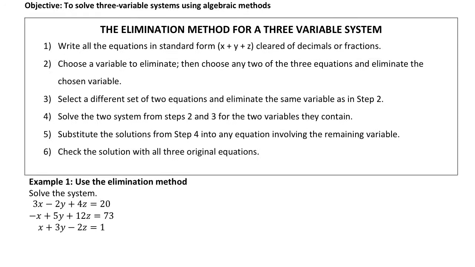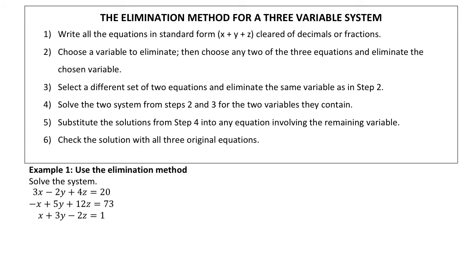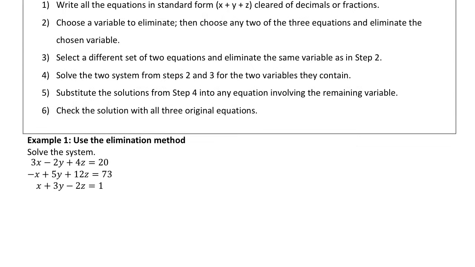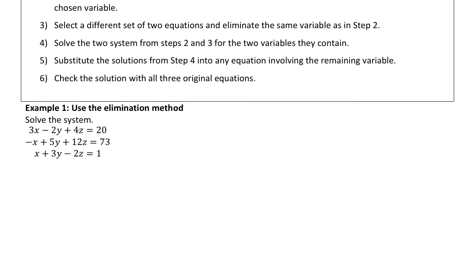So here I have the steps to solving these, and these systems have variables x, y, and z. So what you want to do is make sure that your system has each equation with x, y, and z all on the same side of the equation. All on the same side, so all on the left-hand side, I would say. You choose a variable to eliminate, and then you choose only two of the three equations to eliminate that variable. And I'll talk about that.